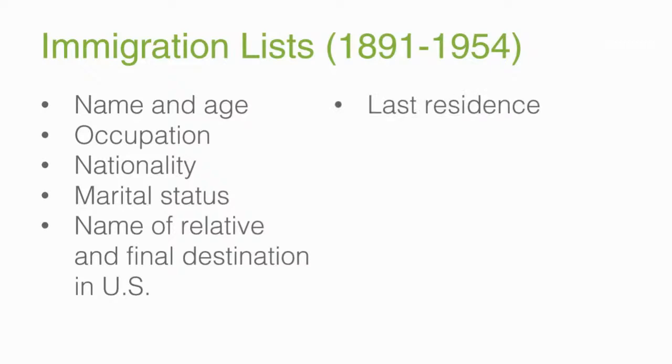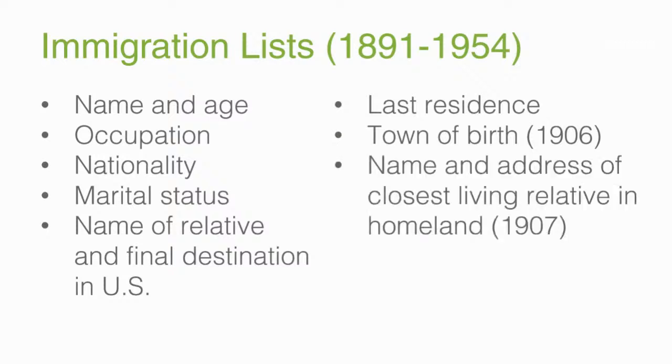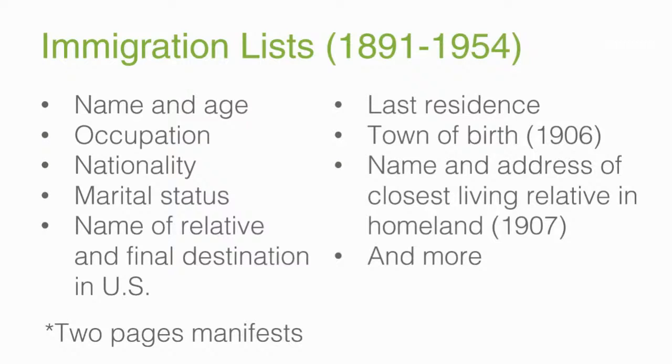Their last residence, where they previously resided, their town of birth, starting in 1906. You'll notice that ties into the Naturalization Act. And the name and address of their closest living relative in their homeland. That is awesome, because not only do you have a town where they might be coming from, but you have the name and a specific street address. That can be very helpful. And there are a lot more questions asked on these later immigration lists. So make sure that you are looking for these later ones.